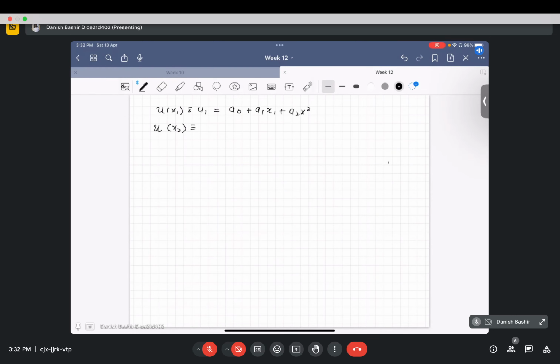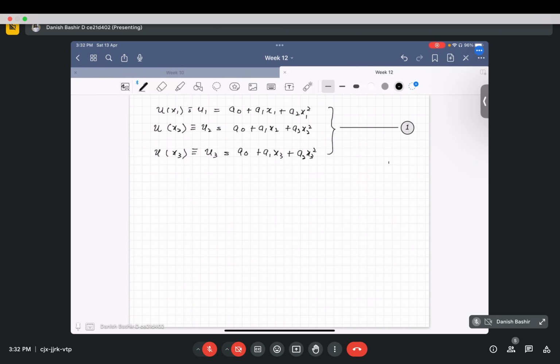U of x2 is equal to u2, that is a0 plus a1 x2 plus a2 x2 square. So u of x3 is equivalent to u3, that is equal to a0 plus a1 x3 plus a2 x3 square. So if I name this as equation 1, because we will need this later on.